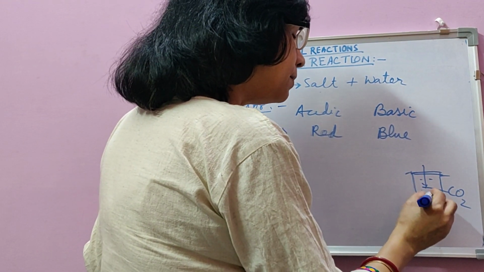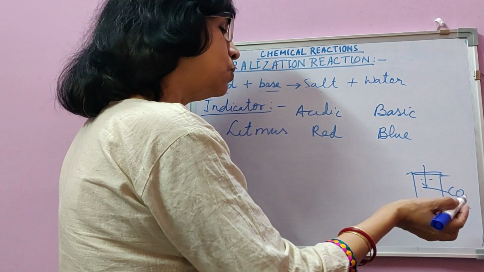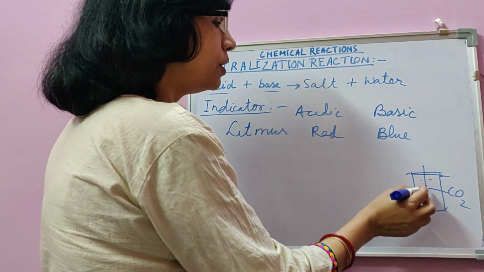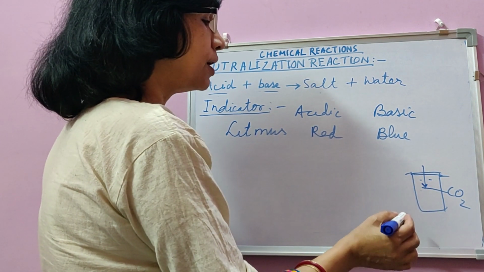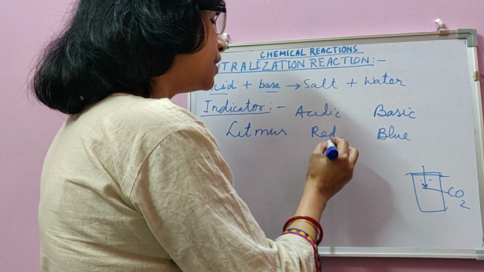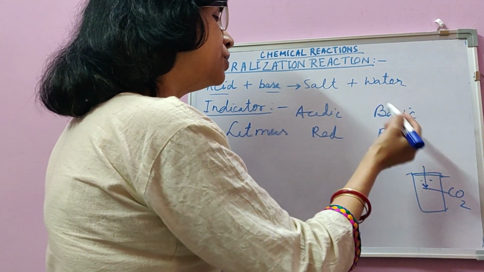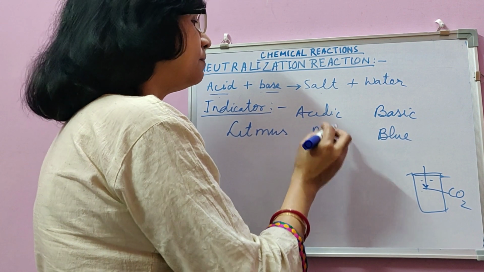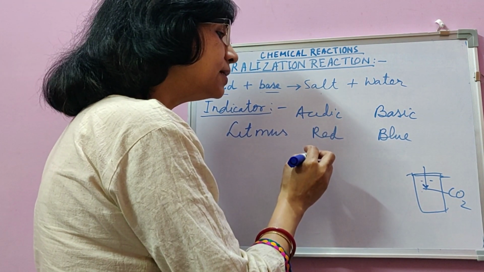into it, and the paper stays blue only, it means either the gas is basic or it is neutral. That's why it is not showing color change. Then we put the red litmus paper into it. If red litmus paper turns blue, it means it is basic. If it stays red, it means it is acidic.